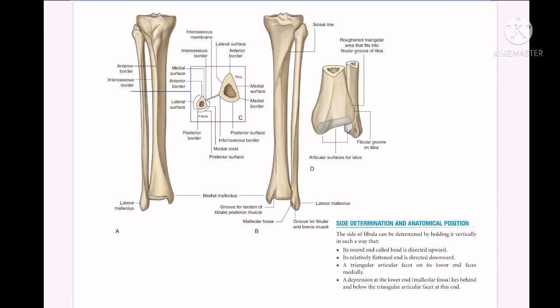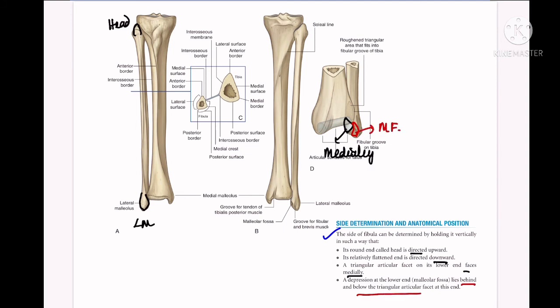Last but not the least, the side determination and anatomical position. The side of the fibula can be determined by holding it vertically in such a way that the head lies upward. It should be directed upward. The flattened lateral malleolus will be downward. The triangular articular facet at the lower end will face medially. And the malleolar fossa at the medial surface will lie behind and below the triangular articular surface.